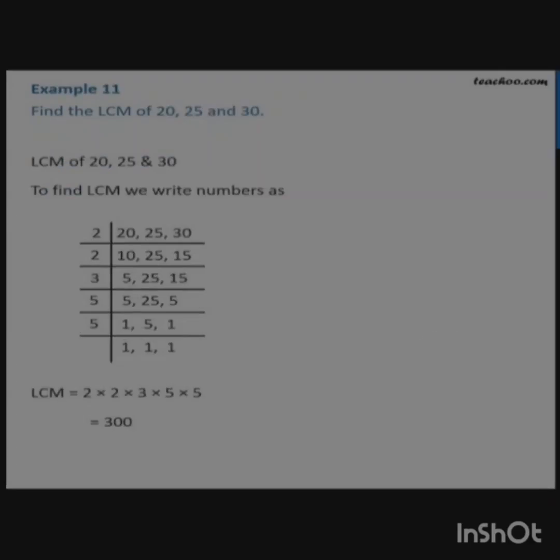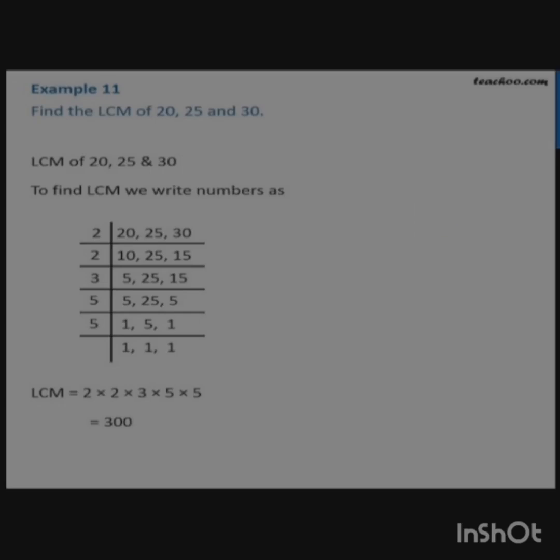Now let's take a look at another example. Find the LCM of 20, 25, and 30. To do this, draw a horizontal line and a vertical line. And in doing so, we look for the number that can divide any of the numbers 20, 25, and 30. And the lowest number that can do this is 2. So we use 2. 2 divide 20 is 10. 2 divide 25, this cannot go. You write 25 down. 2 divide 30 is 15.